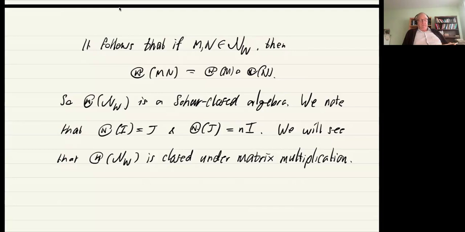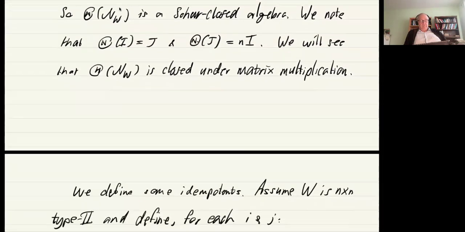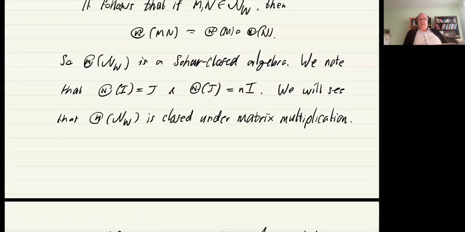So we have a map that takes NW to another matrix algebra written by n by n matrices, and the multiplication on the original algebra NW corresponds to Schur multiplication on the second algebra. Now we're going to see that the image of NW under theta is also closed under matrix multiplication, and then we're going to deduce that NW itself is closed under matrix multiplication. Any questions at this point?